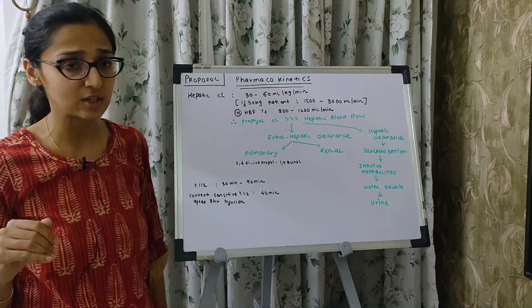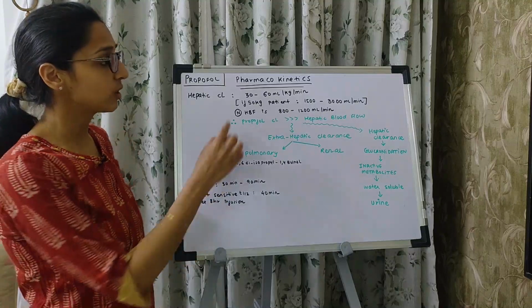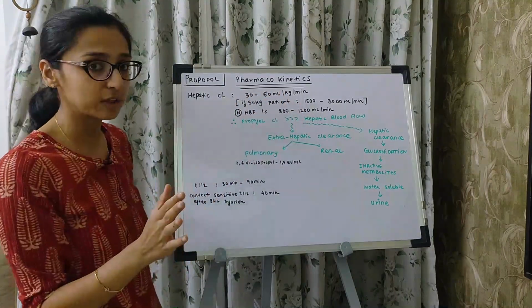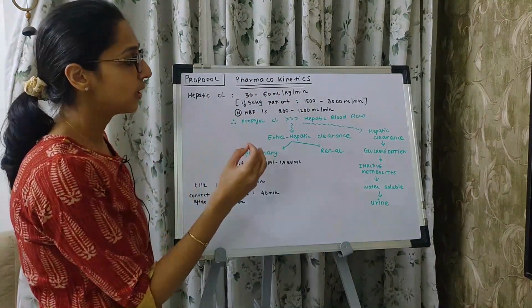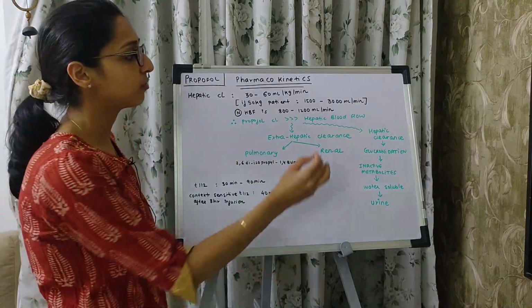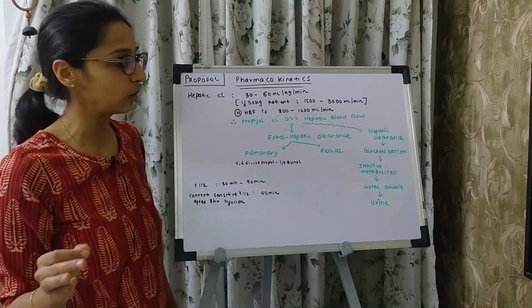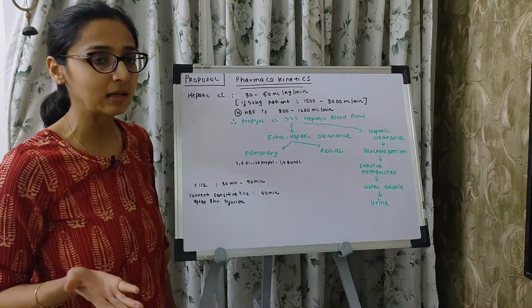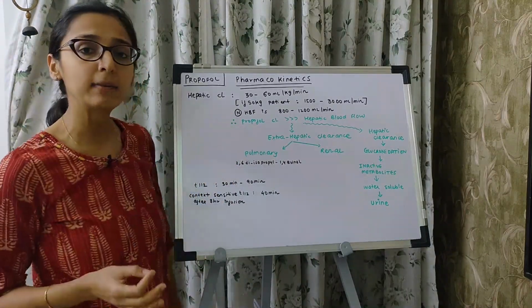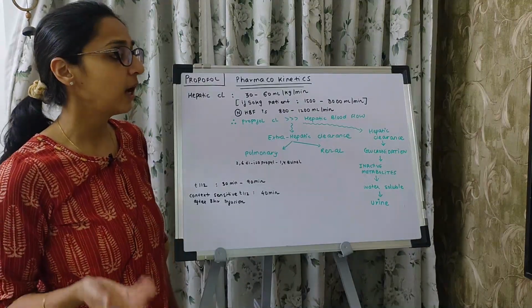If we have a 50 kg patient, if you just multiply this rate of clearance by 50 kg, you will get to know that the hepatic clearance of propofol will be around 1500 to 3000 ml per minute. But what is the normal hepatic blood flow? The normal hepatic blood flow is 800 to 1200 ml per minute.